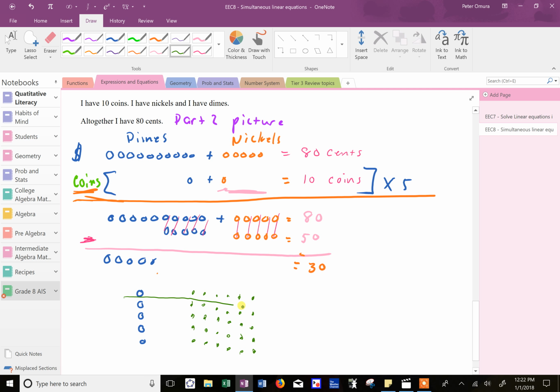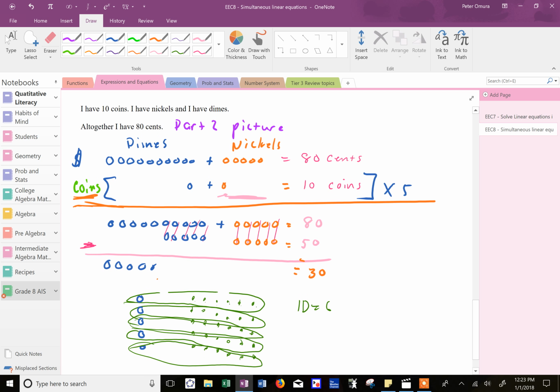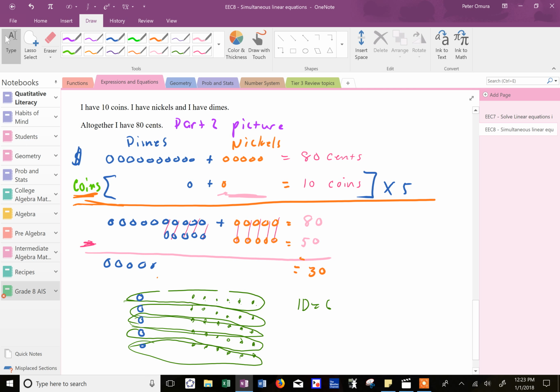That would show you that 1 dime is equal to 1, 2, 3, 4, 5, 6. So 1 dime equals 6. And you can see that over and over and over again. Probably see it a little bit better if I was a little bit neater. But 1 dime equals 6. Well, remember, I said I had 10 coins. So if I have 6 dimes, that must mean that my nickels are 4.